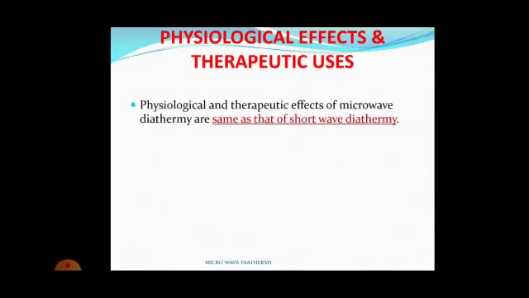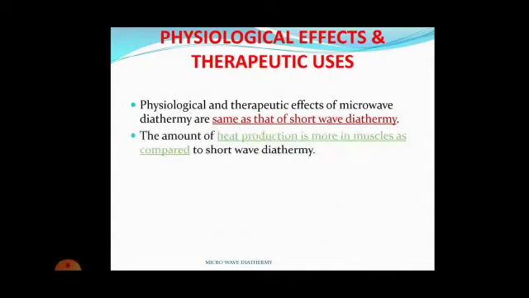So most of the physiological and therapeutic effects are the same as compared to shortwave diathermy. Clear? So here again the comparison has come. So the therapeutic uses will be the same as whatever we are doing for shortwave diathermy. Then what is the difference between shortwave diathermy and microwave diathermy?